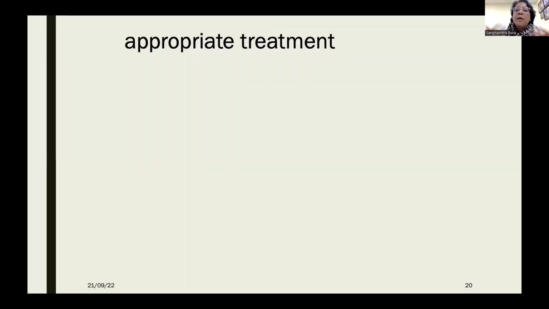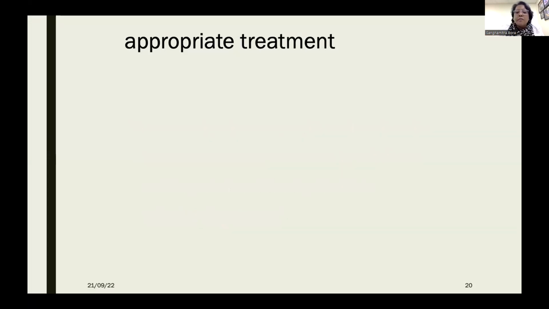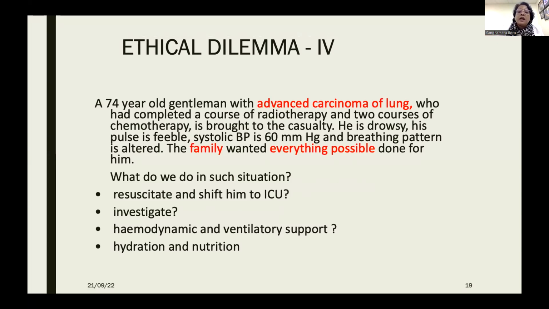Am I able to connect with what you are thinking? It's an appropriate treatment for this particular gentleman. Okay. So this appropriate treatment could be a treatment that does not provide net benefit to the patient, may ethically and legally be withdrawn, and the goal of medicine should shift to palliation of symptoms. Is it right?